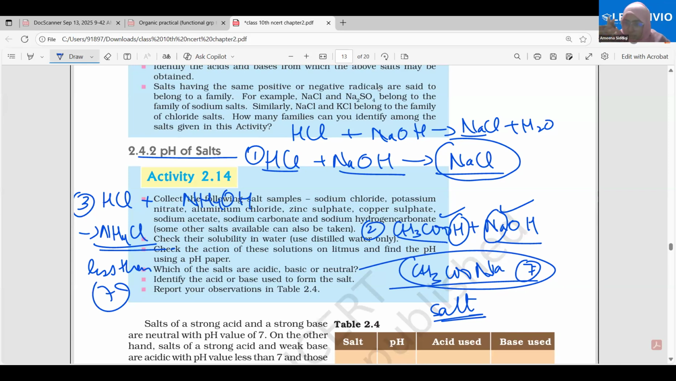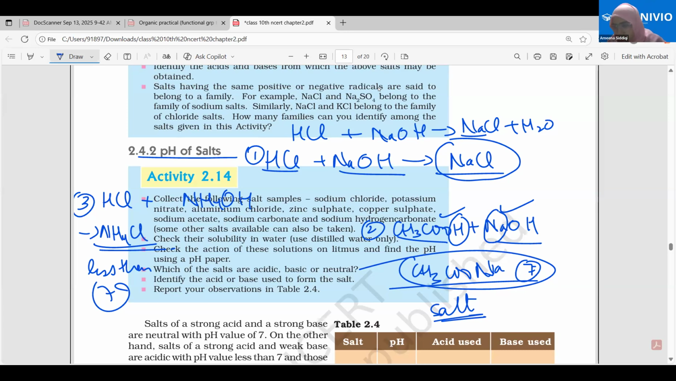The pH of the salt will be dependent on the type of the acid and the base which are combining together to give you that salt. Quickly, I'm giving you this example: carbonic acid along with potassium hydroxide.